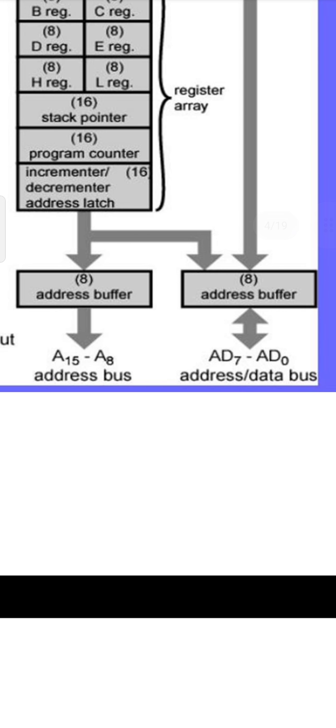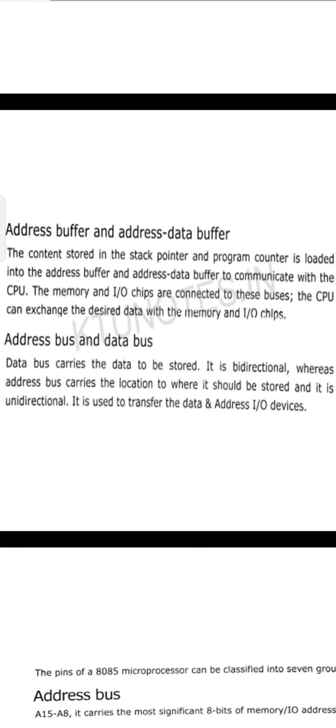Where the address bus, the first one is the address bus, carries the location where the data is to be stored, and it is unidirectional. And the data bus is the bus which carries the data to be stored, which is bidirectional. Mainly these buses are used to transfer the data and address of input-output devices.